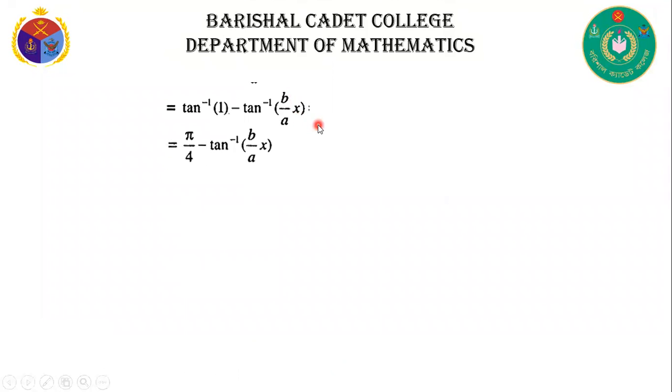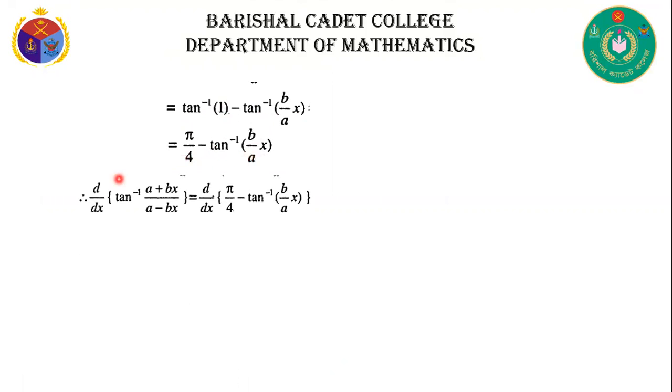We know tan pi by 4 is equal to 1. That's why we can write pi by 4 minus tan inverse b by a into x. Now d by dx of tan inverse (a plus bx) by (a minus bx) is equal to d by dx of pi by 4 minus tan inverse b by a into x. Here b by a is a constant term and pi by 4 is a constant. That's why if we differentiate this term, it is equal to 0, because we know d by dx of c is equal to 0.